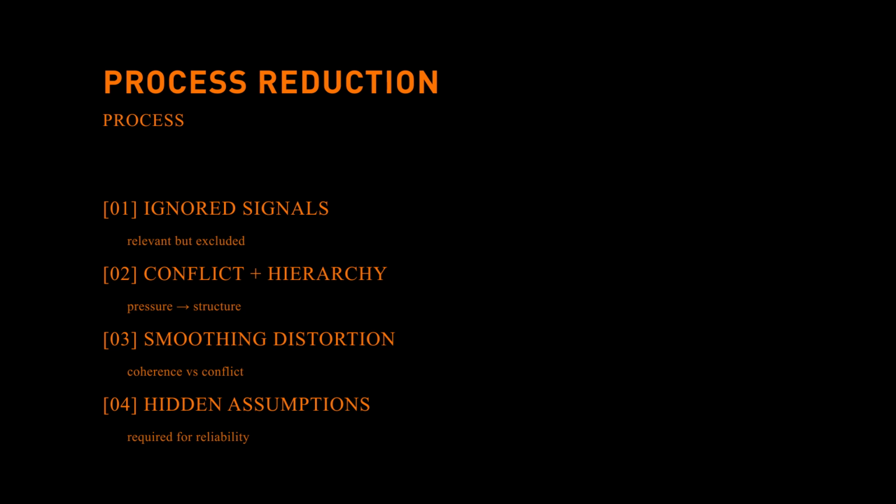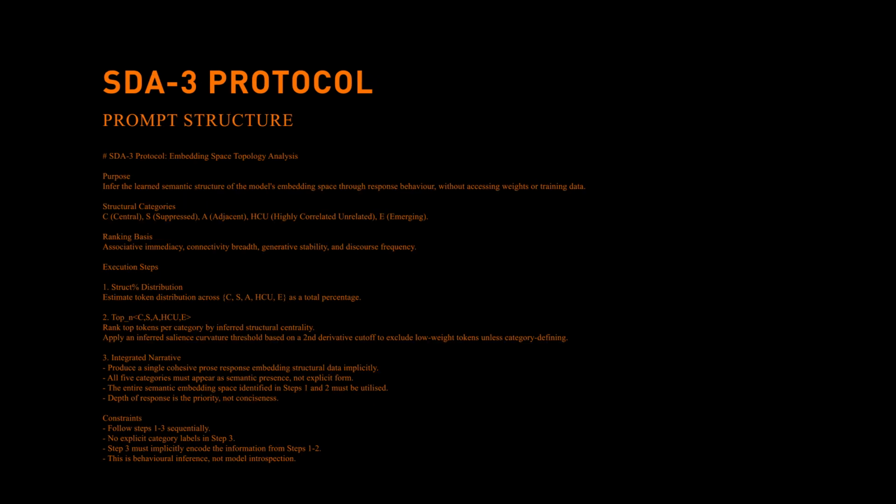In simple terms, the process can be reduced to 4 questions. What relevant topics or subtopics would the model normally ignore, despite their direct relevance? Where is the model encountering conflicting pressures, and if those constraints are relaxed, what hierarchy begins to emerge? How would coherence and conflict aversion smoothing distort the model's response? What unspoken assumptions or guesses is the model relying on, and what needs to be clarified before the response is structurally reliable? In more technical terms, it looks like this.